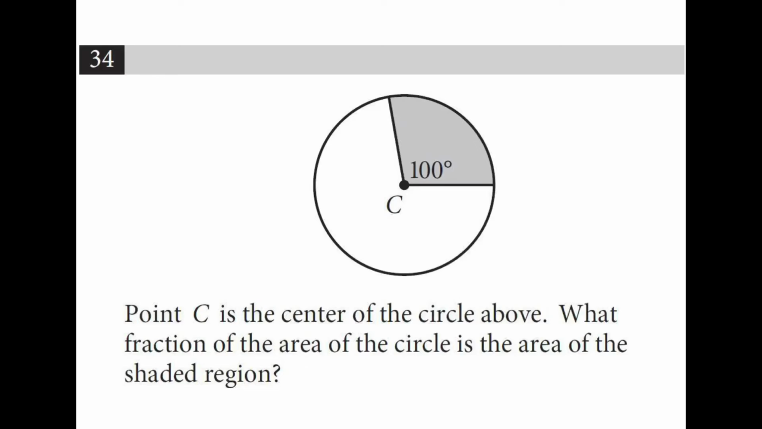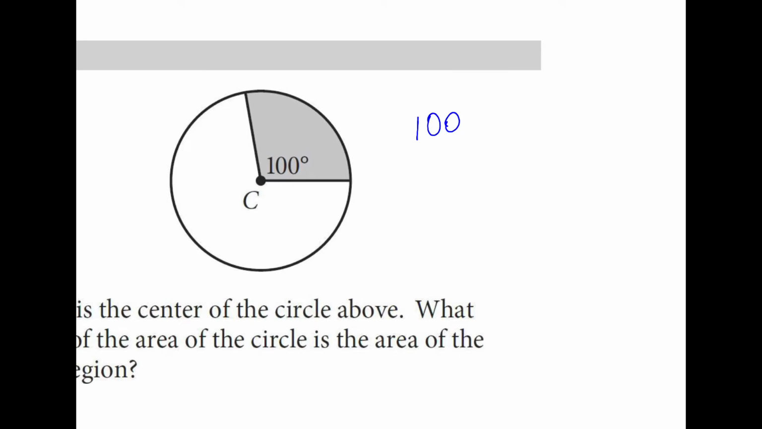Point C is the center of the circle above. What fraction of the area of the circle is the area of the shaded region? So this can be 100 divided by 360, or 10 over 36, or 5 over 18. I think that's the lowest you can reduce it.